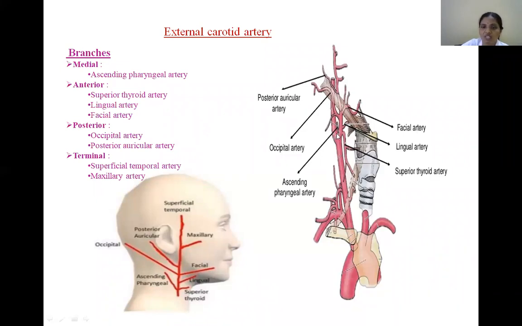Here you can appreciate these branches. See, only one medial branch, that is ascending pharyngeal. We can't appreciate it from the lateral aspect. It is on the medial aspect. So from the lateral aspect, you can appreciate all these branches.